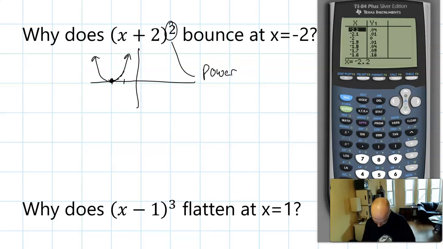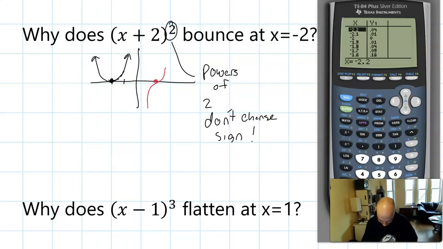Powers of 2 don't change sign. So it has to bounce, because if it crossed like that, we'd be going from negative to positive for the y's. But we don't. Just look at the table. So that's why there's a bounce there.